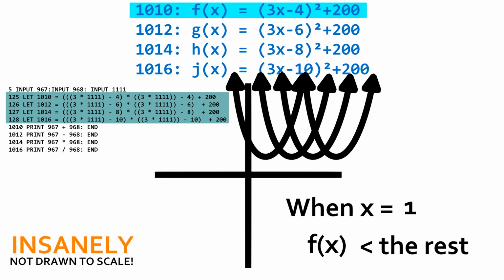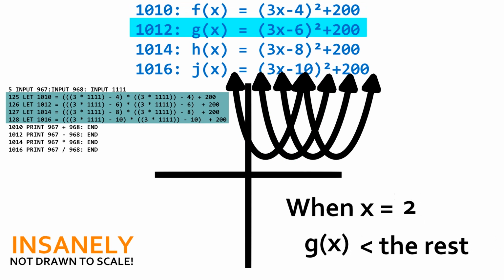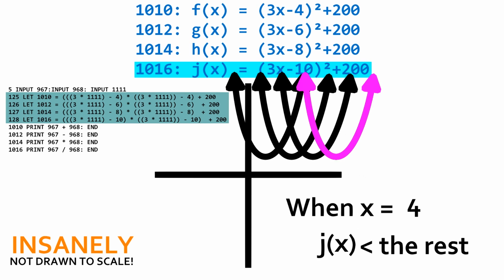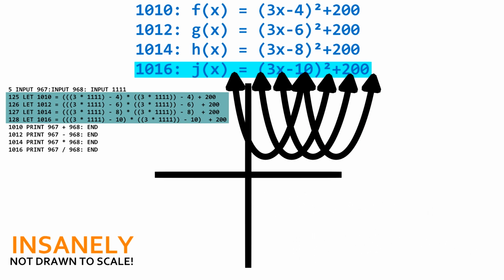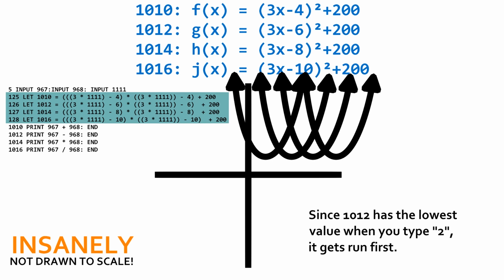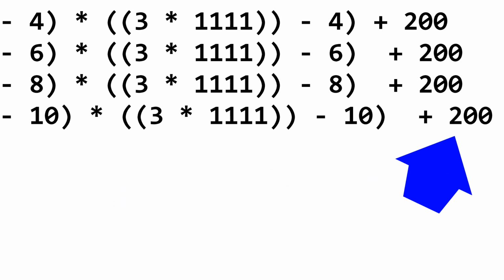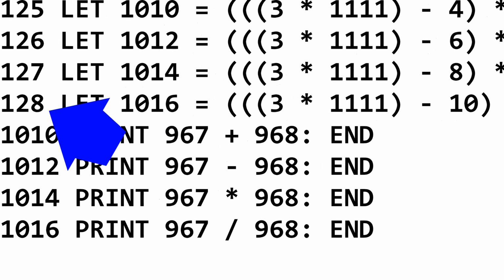One of them is the lowest at the input of 1 or less, one is the lowest at the input of 2, one is the lowest at the input of 3, and one is the lowest at the input of 4 or more. Because Forte always runs the next lowest line of code after your current line of code, the line of code corresponding to the parabola with the lowest point at any given input is run first. And also last, as the program ends after performing that operation. Also, the reason we add 200 is because 200 is well above the rest of the program's line numbers, and Forte programs never go backwards, only forwards.